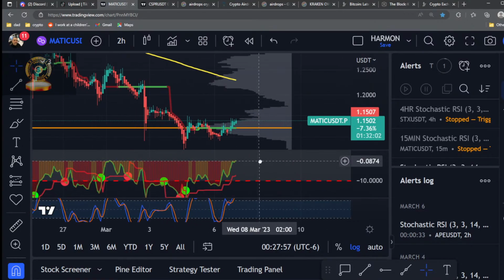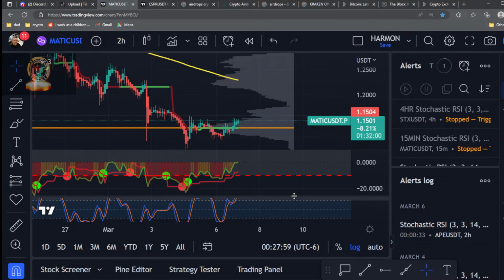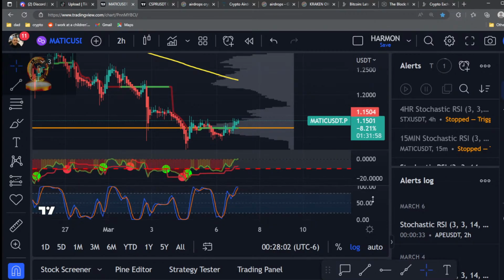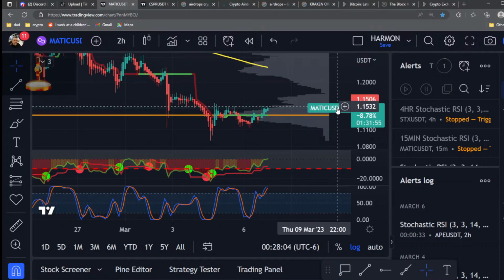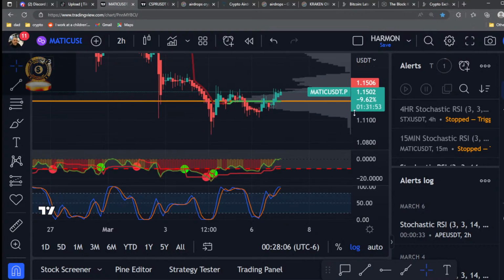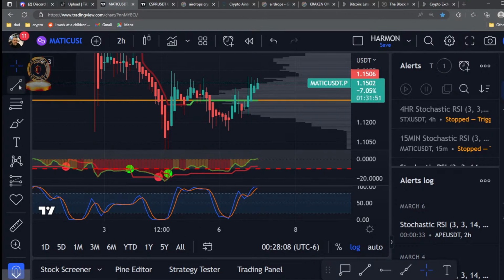What's the rules? Let's go through the rules. All right, but we're missing out right here, guys. We just missed this. Okay, let's map this out.